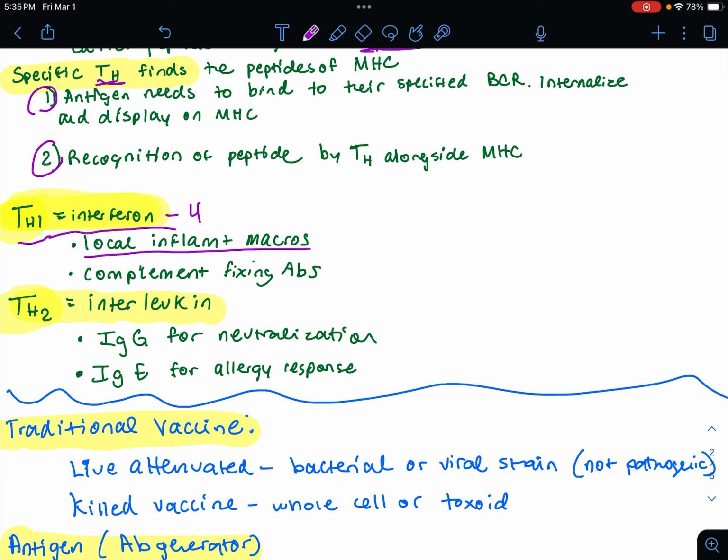That's our next point here. TH2, this T helper 2, secretes interleukin 4. Interleukin 4 will be stimulating IgG for neutralization of toxins. And you're also going to stimulate IgE, which is important in allergy since it reacts with the mast cells.